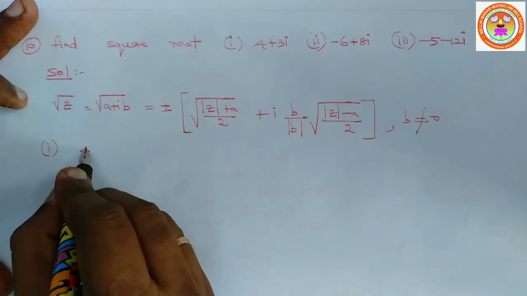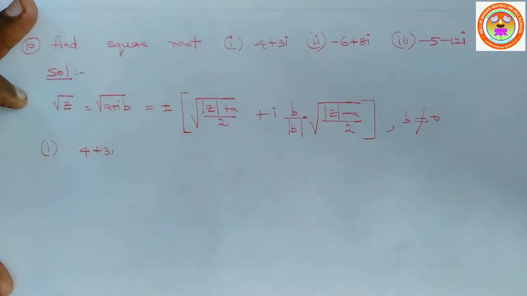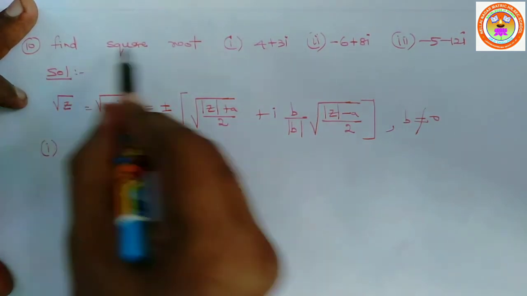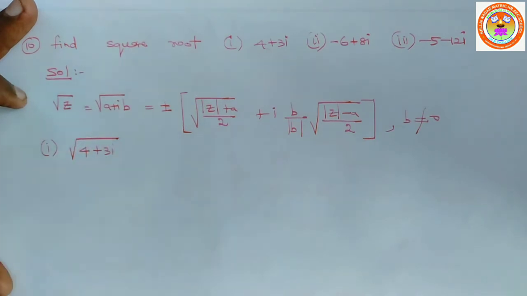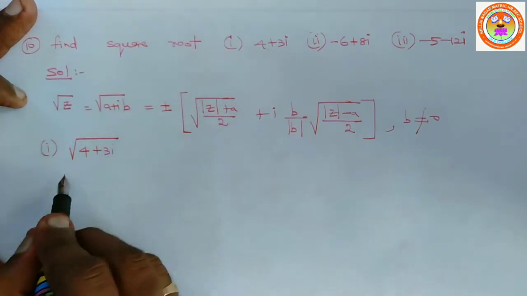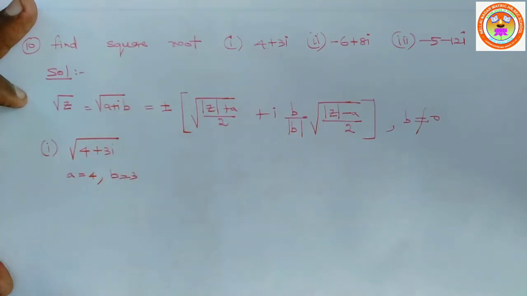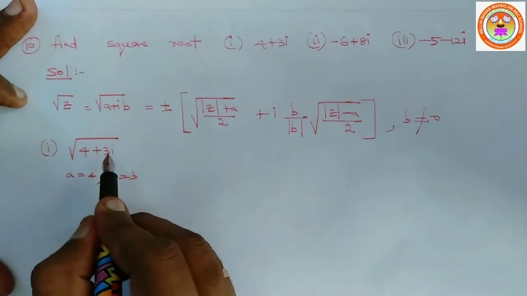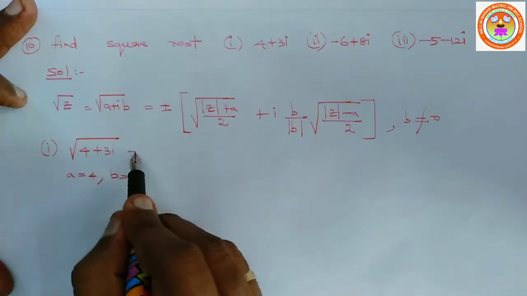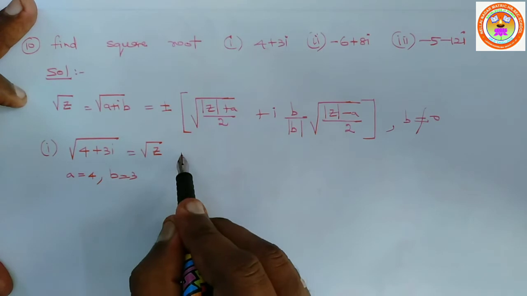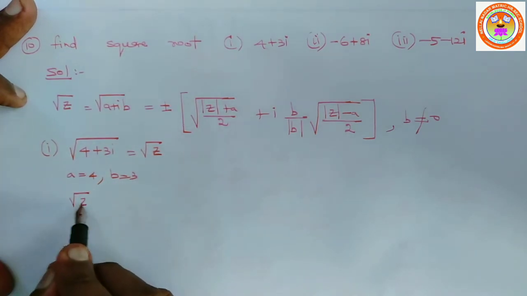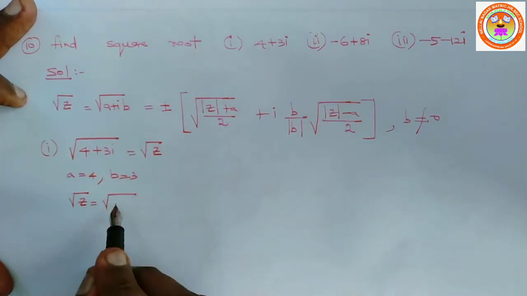So only take the first one. The first one is 4 plus 3i. Find the square root. So I need to use the square root formula. Compare here: what is a? A is nothing but 4. B is nothing but 3. A is 4, B is 3. So next I need to find the square root of z. Here I need to put the square root of 4 plus 3i.